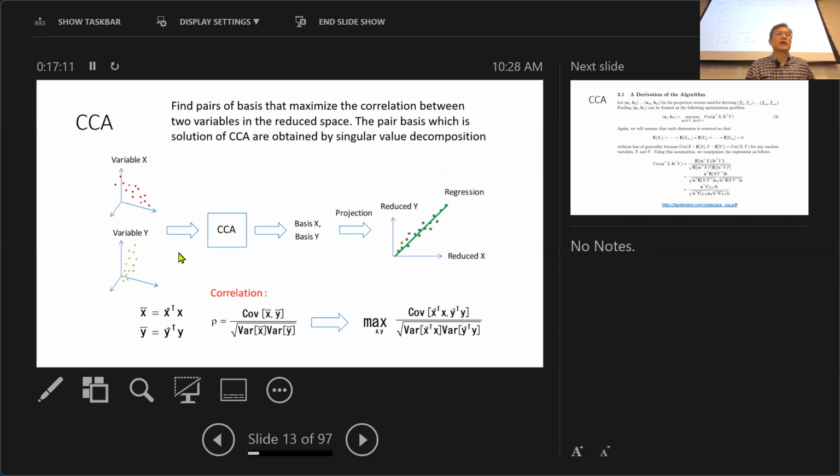So this illustration shows, okay, you have variables, this is like view 1, you have data points like this, and variable Y defines your data points, these green dots, in another space. So you use CCA to find the basis X and Y to do the rotation, okay? You rotate your data points in the subspace of view 1, and rotate view 2 and the reduced data points, and try to make their correlation as high as possible.